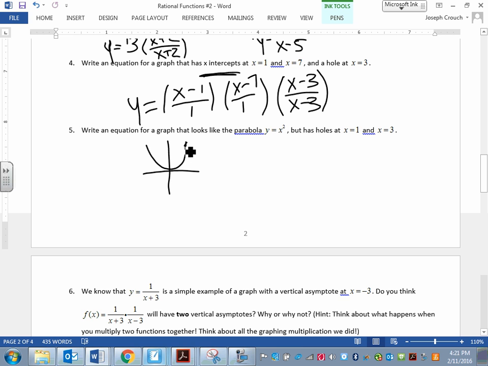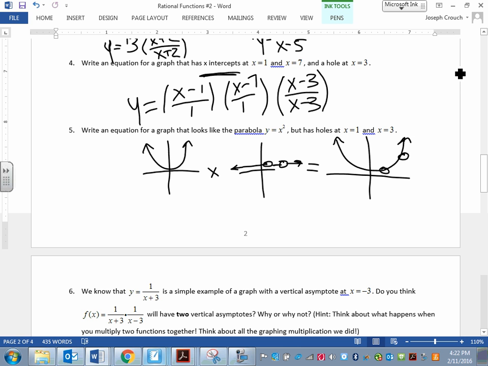We want it to look like this parabola, but somehow end up being like the parabola, but with a hole here and here. So can we make this a multiplication problem? Sure. We can add in a graph here that would be a constant height of 1, but have a hole there and a hole there. Constant height of 1 so that I don't change what it looks like. Add in the holes so that we get our final graph to have holes as well.